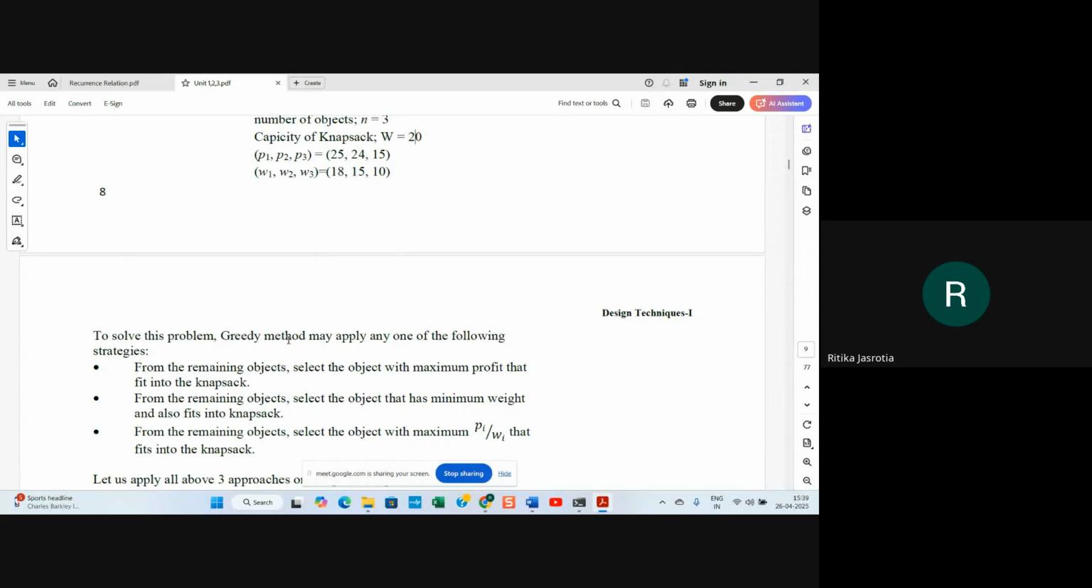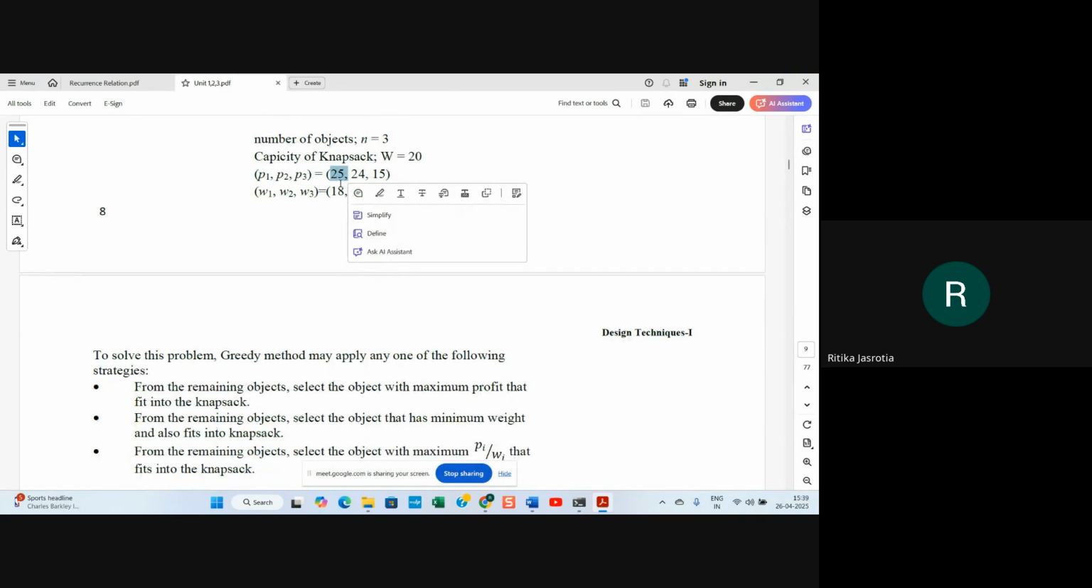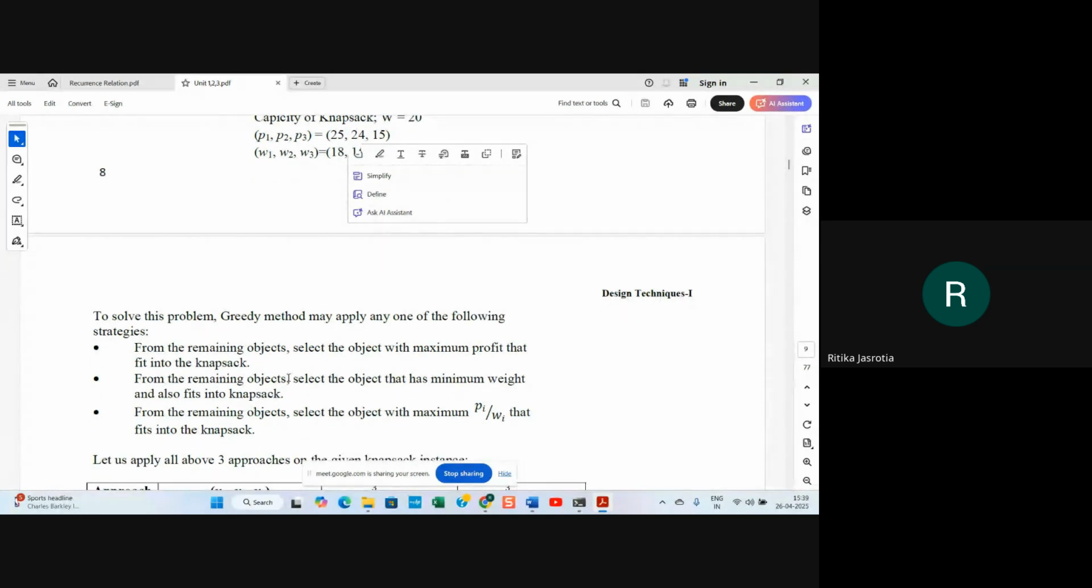To solve this problem, the greedy method may apply any one of the following strategies. From the remaining objects, select the object with maximum profit that fits in the knapsack. So which is the maximum profit? The maximum profit is 25, right? And its weight is 18, right? Or, from the remaining objects, select the object that has minimum weight and also fits into the knapsack.